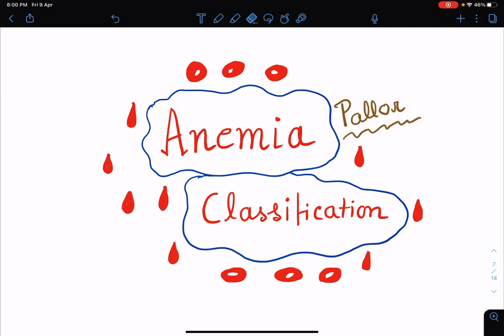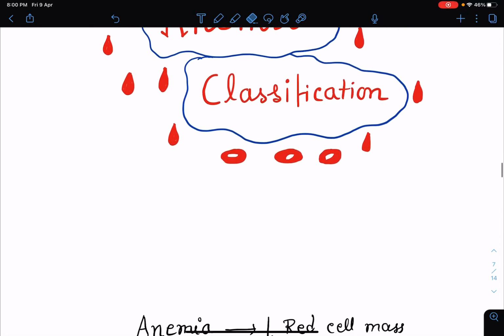In my today's lecture class, I'm going to talk about a very important topic, that is anemia. Particularly, I'm going to talk about the classification of anemia in today's class. Anemia is a very big topic, so I'm going to break the topic into different lectures. In my subsequent lectures, I'm going to talk about different types of anemia. So let's learn about the classification of anemia, or how do we approach a patient with low hemoglobin level.